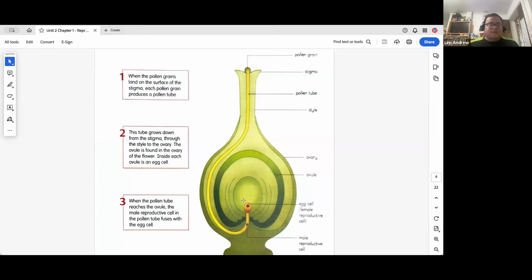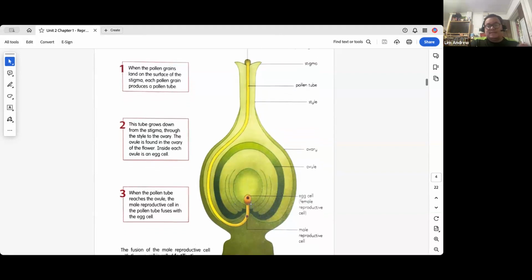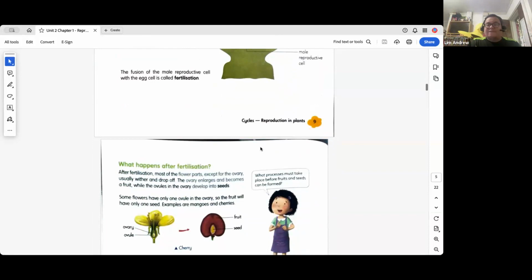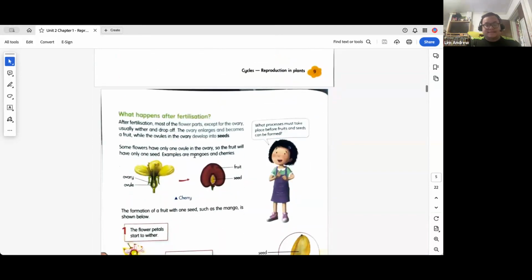When the pollen tube reaches the ovule, the male reproductive cells in the pollen tube fuse with the egg cells. So once this long tube has grown and reached the egg cells, the male reproductive cells will fuse together with the female cells to form the seeds or the fruits. All right. So this fusion of male reproductive cells with the egg is known as fertilization. All right. So after pollination and fertilization, what happens next?